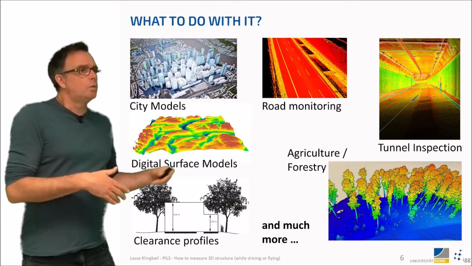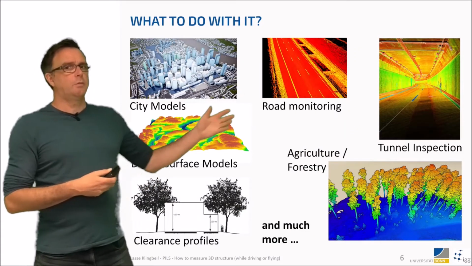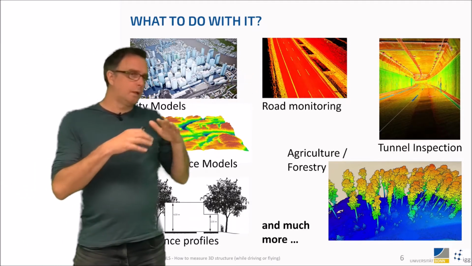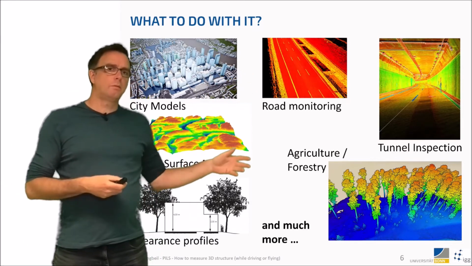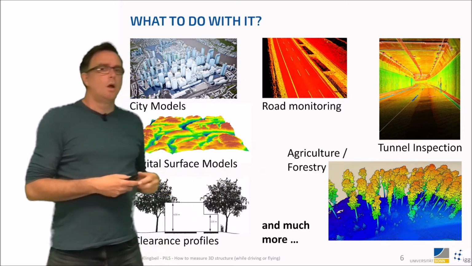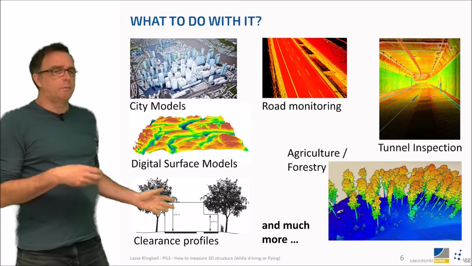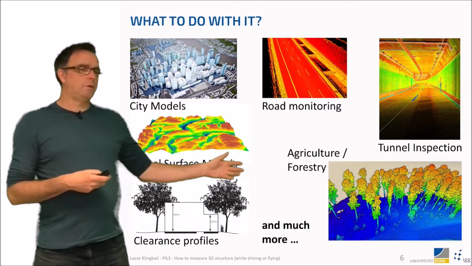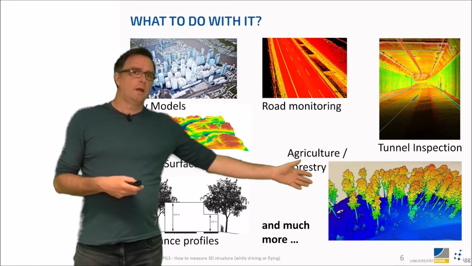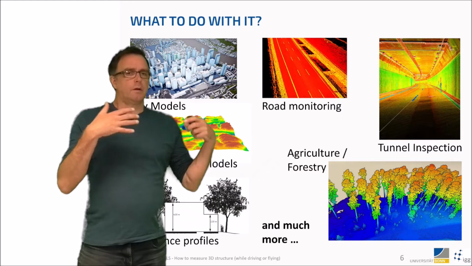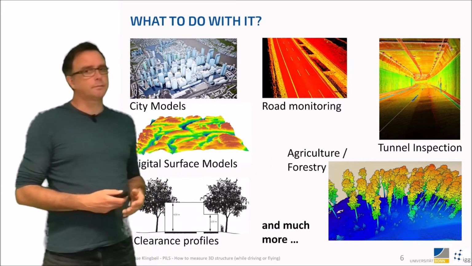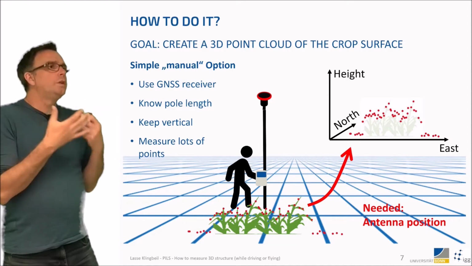What can you do with those larger scale areas? You can build city models, as in this example. You can do road monitoring to detect cracks and problems in the road, tunnel inspection, clearance profiles, maybe for rail tracks or streets. And you can also have applications in agriculture and forestry, as here where a forest has been mapped to generate information about the trees. Good, how do we do that?